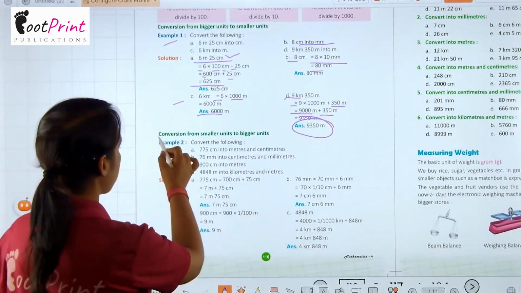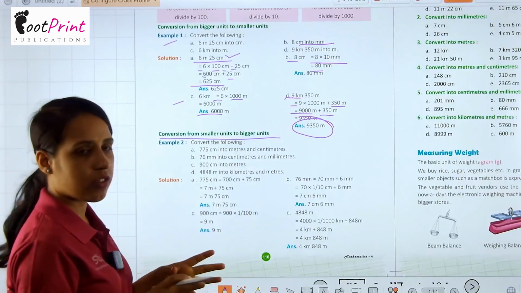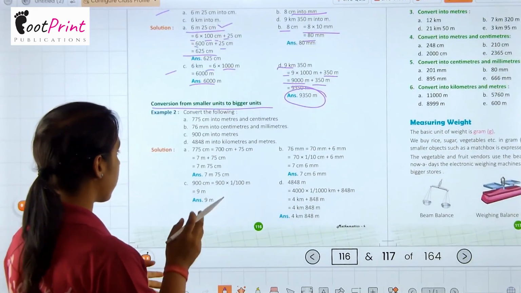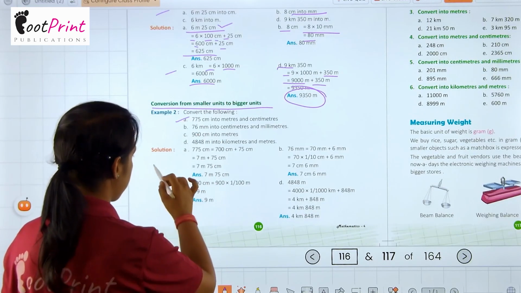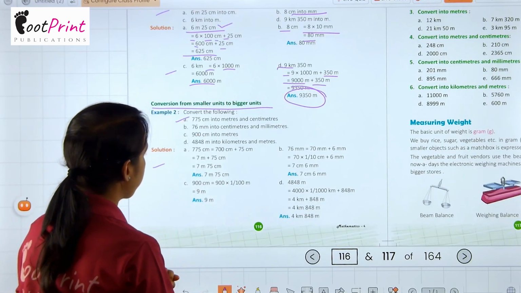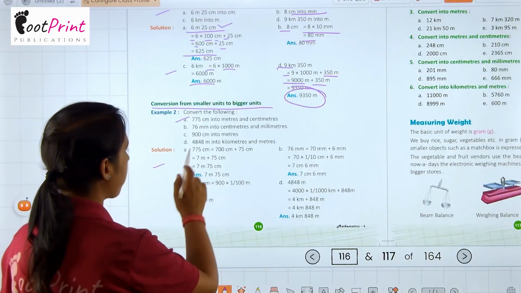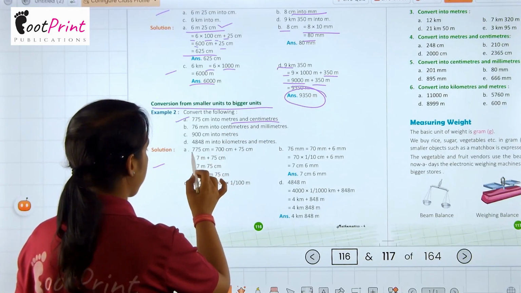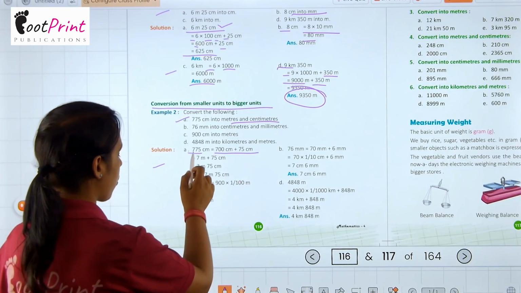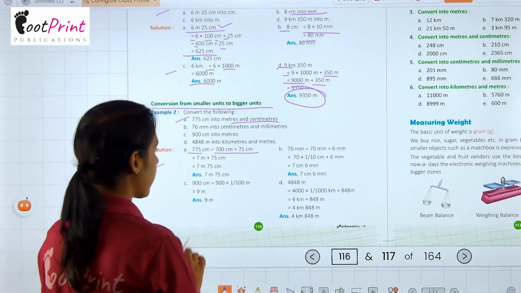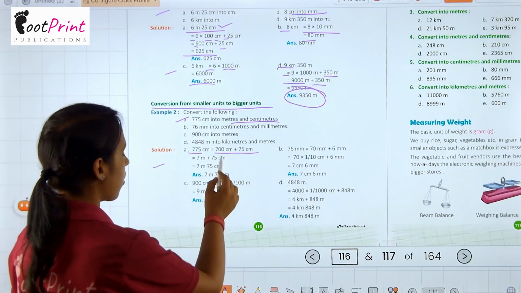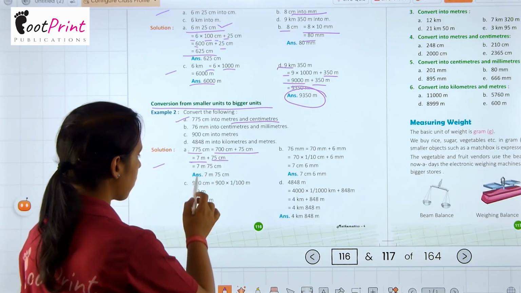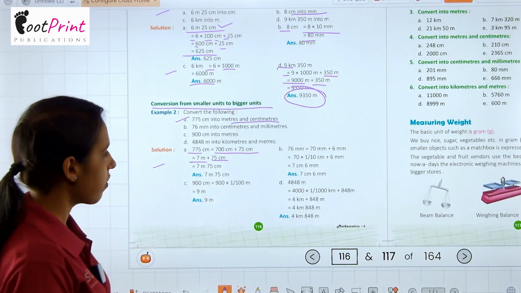Now we learn conversion from smaller unit to bigger unit. So छोटे से बड़े बनाने के लिए क्या करेंगे हम, divide. So here we have first question, 775 centimeter, and we have to make it into meter and centimeter. So what we do, first we divide it. So we get here 700 centimeter and 75 centimeter, and 700 centimeter will become 7 meter plus 75 centimeter. So we can write 7 meter 75 centimeter.